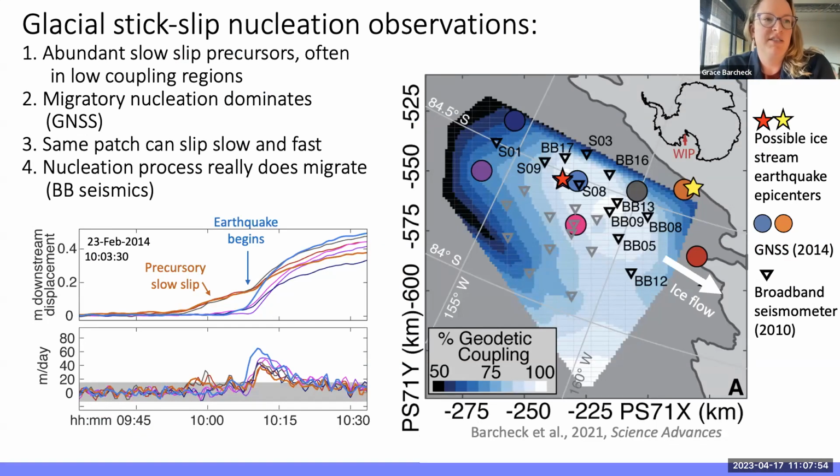Okay, so far, I have shown you that there are lots of slow slip precursors in this stick slip cycle on a glacier. And the nucleation or initiation process tends to be migratory, meaning that probably migratory type initiation can happen on natural faults as well. The same part of the glacier can slip slow or fast, and it can switch back and forth between subsequent events, depending on the loading. And then finally, the nucleation process apparently does really migrate. So I want to show you a couple more observations.